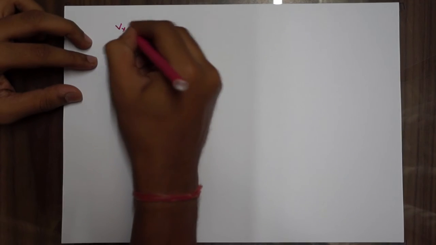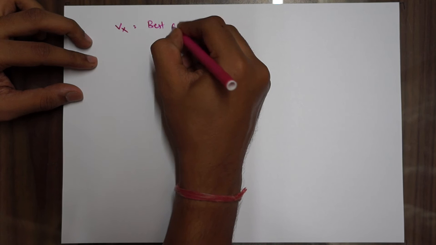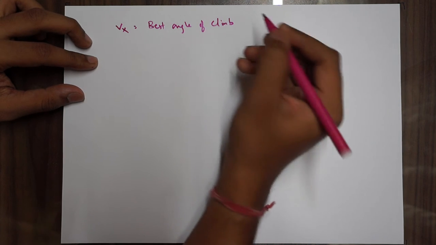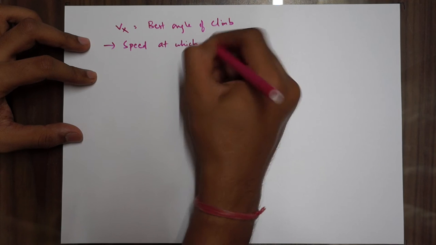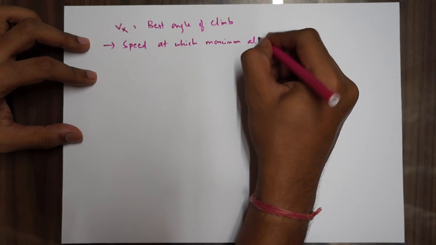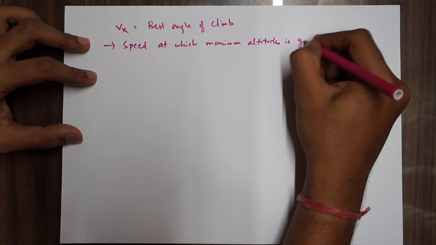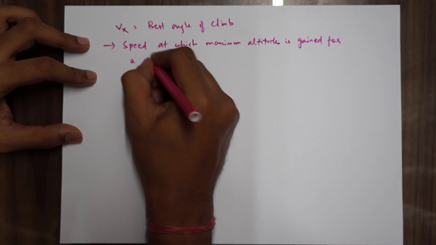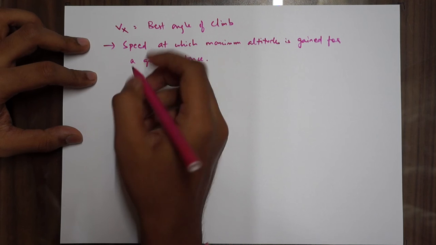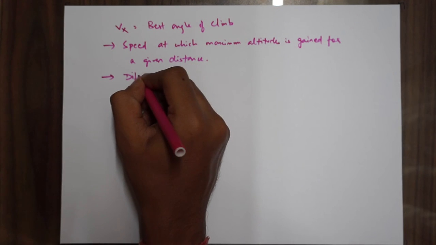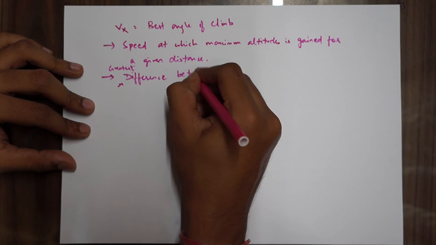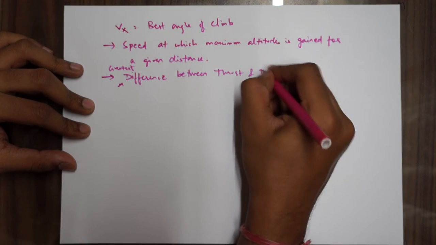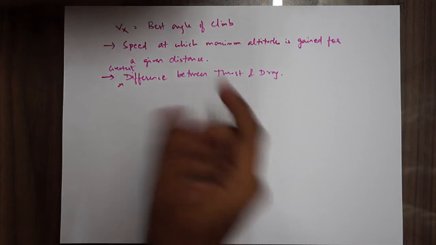Vx and Vy. So Vx is best angle of climb. This is the speed at which maximum altitude is gained for a given distance. Okay, and this is also the greatest difference between thrust and drag. So this is Vx.